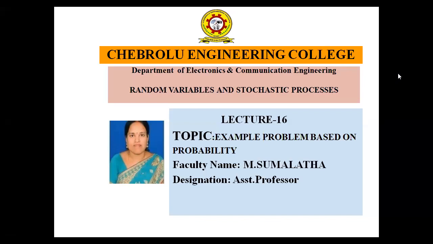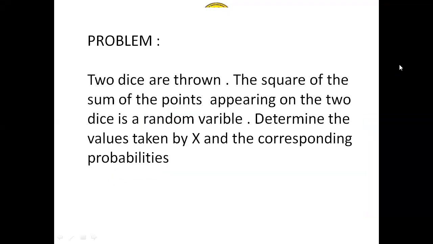Suppose the problem is given on rolling a die, how will the problem be and how do we solve that problem? So here the problem is: two dice are thrown. The square of the sum of the points appearing on the two dice is a random variable. Determine the values taken by x and the corresponding probabilities.